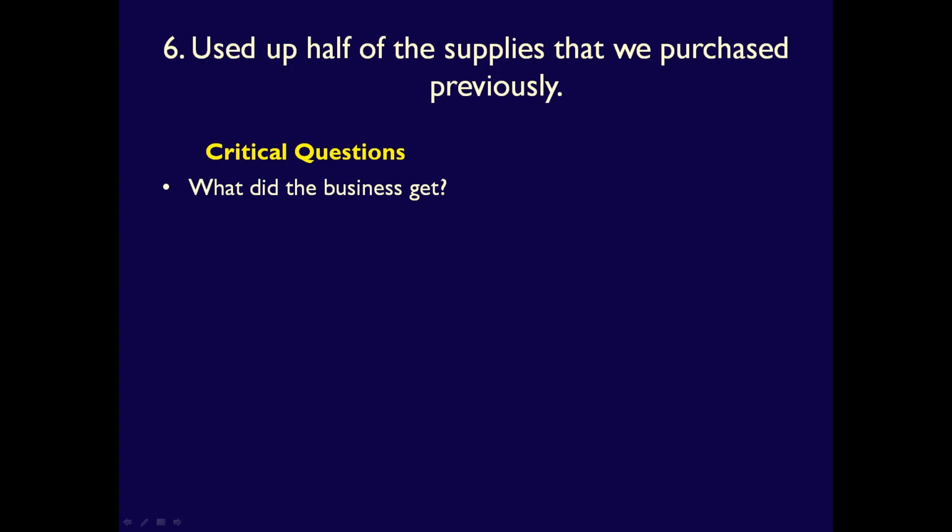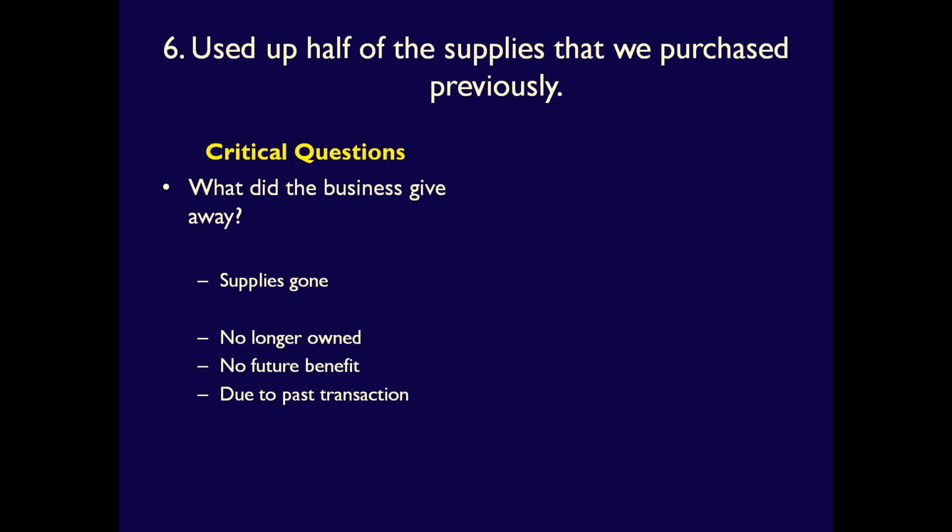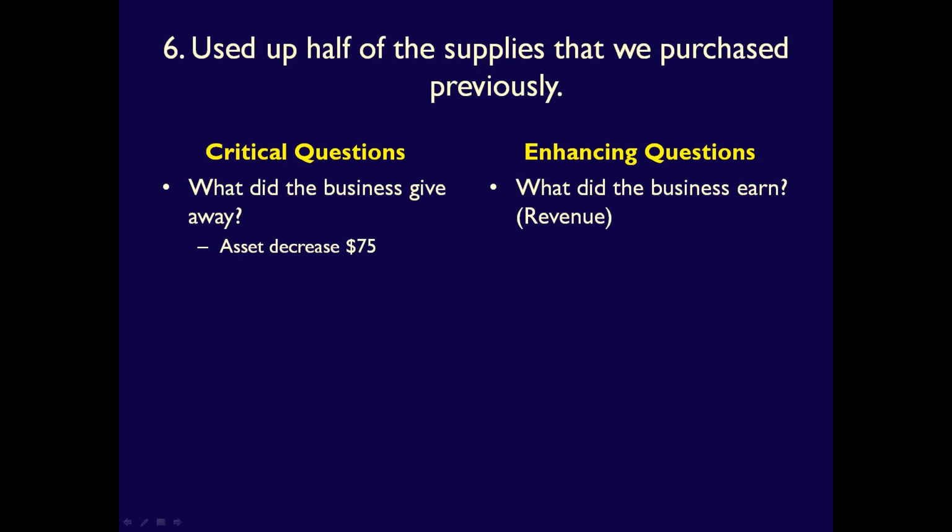Next transaction. 6. Used up half of the supplies that we purchased previously. What did the business get? We did not get any more supplies. Actually, it's really not clear what we did get. What did the business give away? We gave away our supplies, which are right now recorded as an asset. We have to reduce the asset for the amount that we no longer have because it has no future benefit for us and we don't own the supplies anymore because they're gone. This reduction in assets is due to a past transaction. Assets decreased by $75.